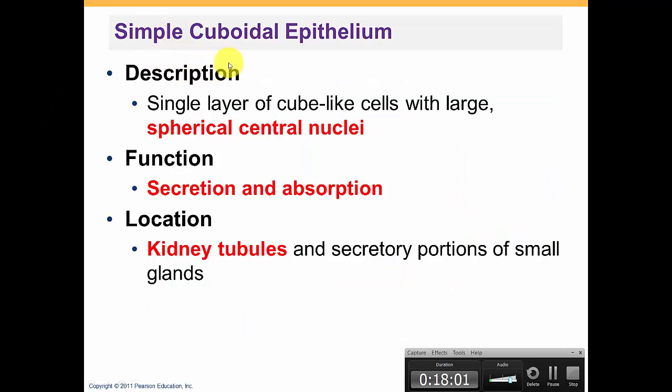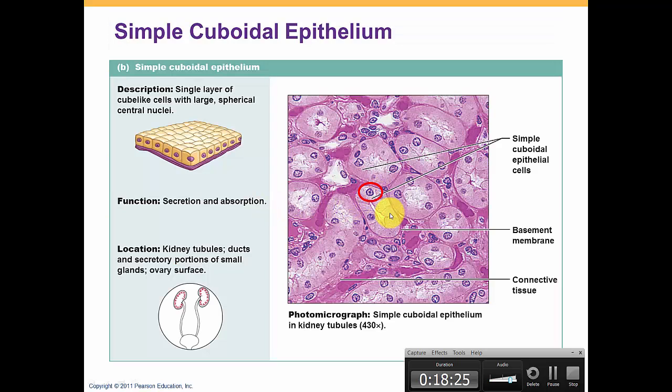The second type is simple cuboidal epithelium, and this just looks like a cube. The nuclei will be rounded. Where do we need this? Well, we need this in a place where the cell has to be a little bit bigger, so we can do either secretion or absorption. An example of that is kidney tubules. So here are the kidney tubules, and we have, as you can see, cells here that are cuboidal in shape, and here are the nuclei that are rounded.